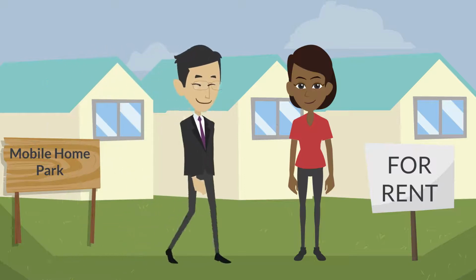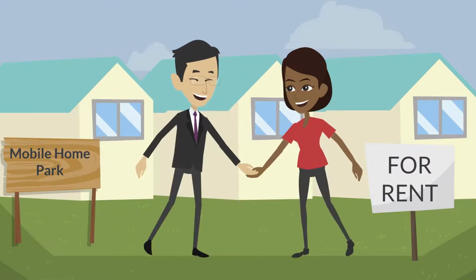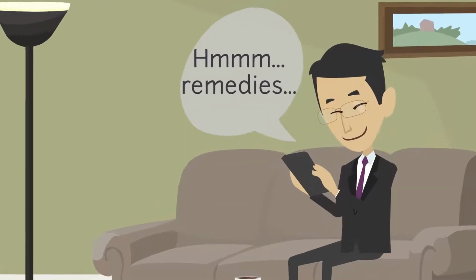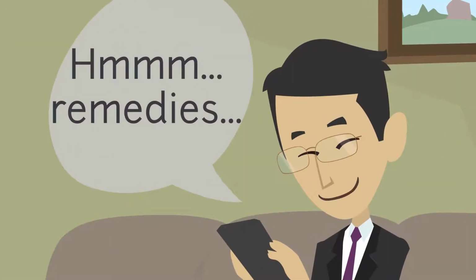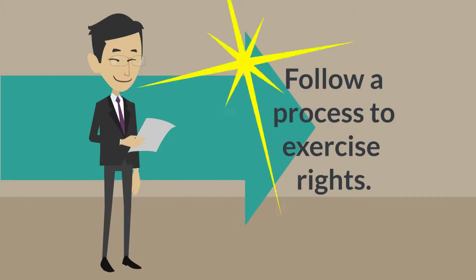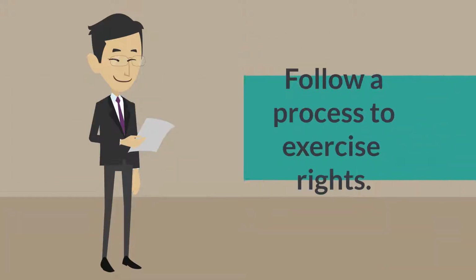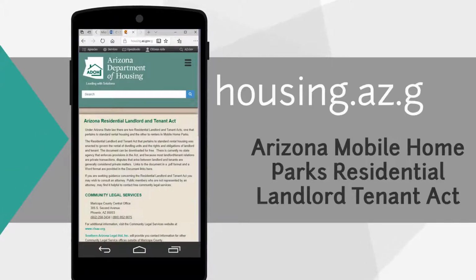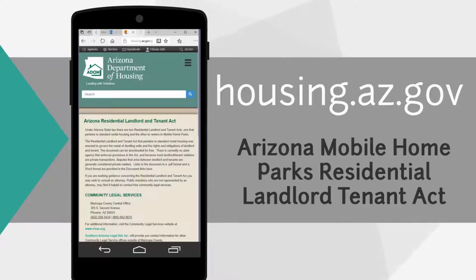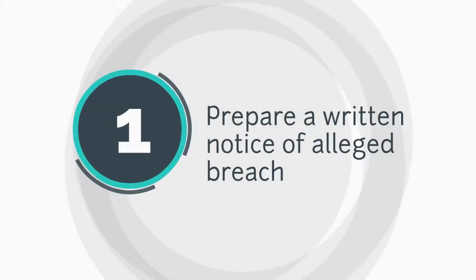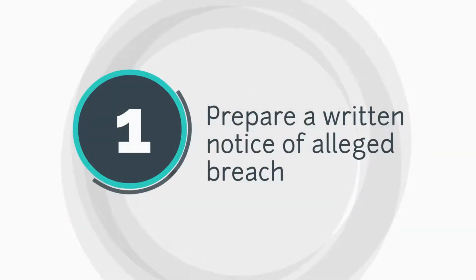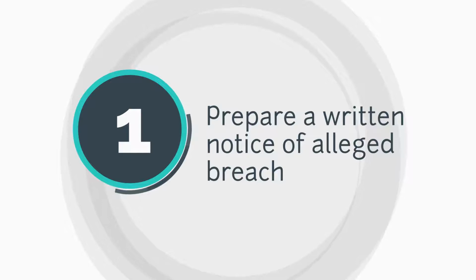Landlords and tenants each have different rights and responsibilities as it pertains to mobile home parks. If a tenant is not following the rules or the law, the landlord has various remedies. But the landlord must follow a process to exercise those rights, which are found in the Arizona Mobile Home Parks Residential Landlord-Tenant Act. The first thing a landlord must do is prepare a written notice of the alleged breach.